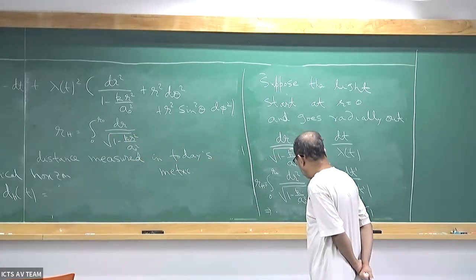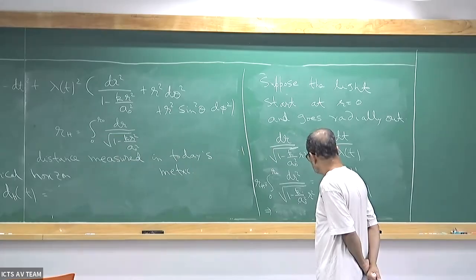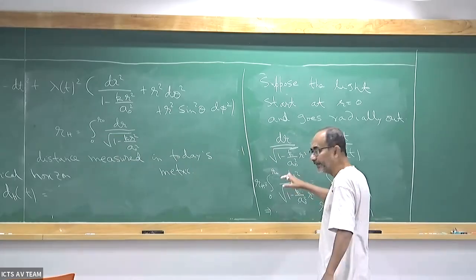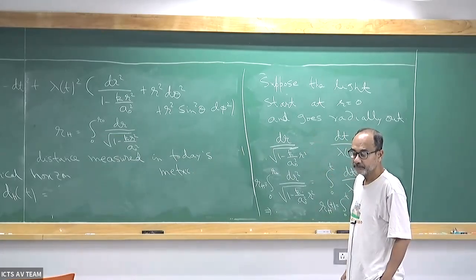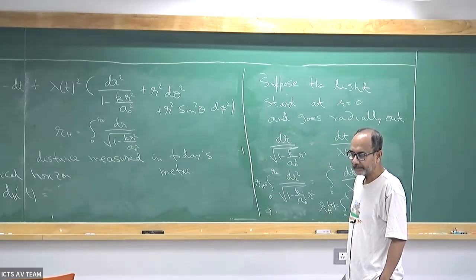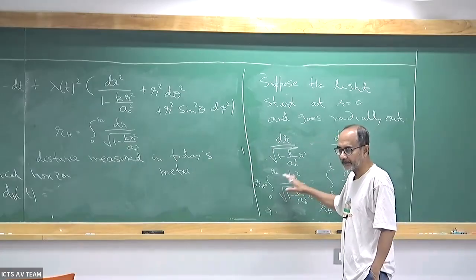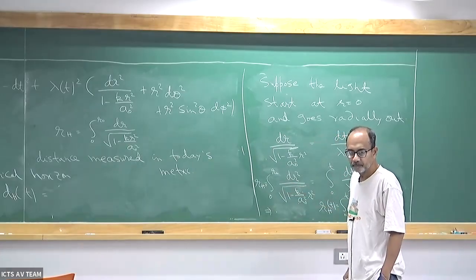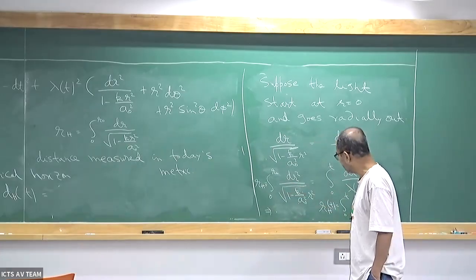Where will you put the lambda? Inside the integral? Inside the integral will be hard, because then we might as well put it on the other side. Lambda square. Is that the correct answer?